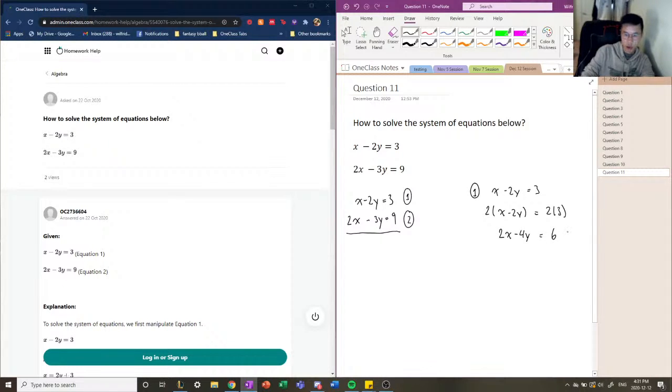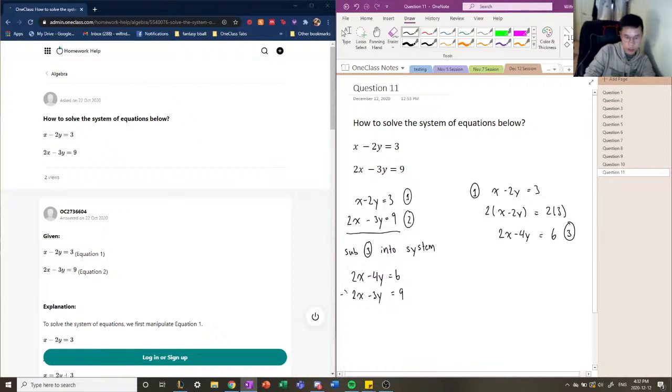Okay, so now we're going to label this 3, and we're going to sub 3 into the system. So we're going to take this whole scaled up system of linear equations. We're going to sub it into 1. Okay. So we get here 2x minus 4y equals 6. So 3 and 1 are equivalent. I just scaled them up. And we have 2x minus 3y equals 9.